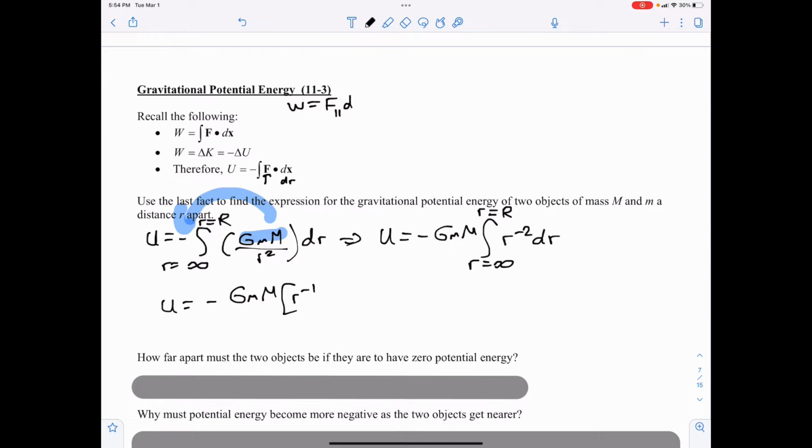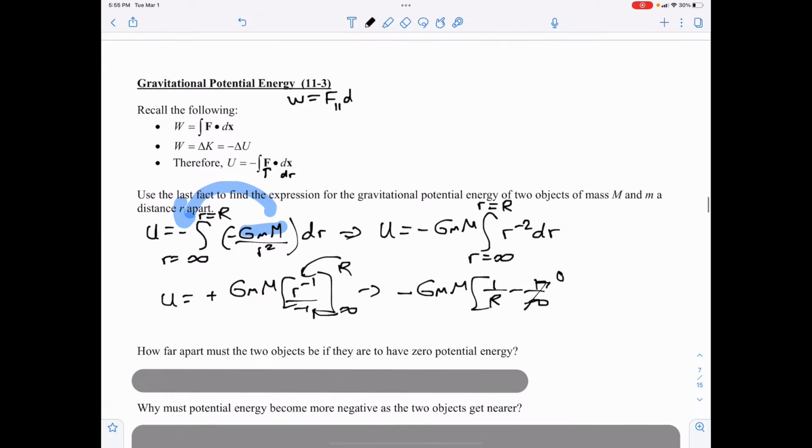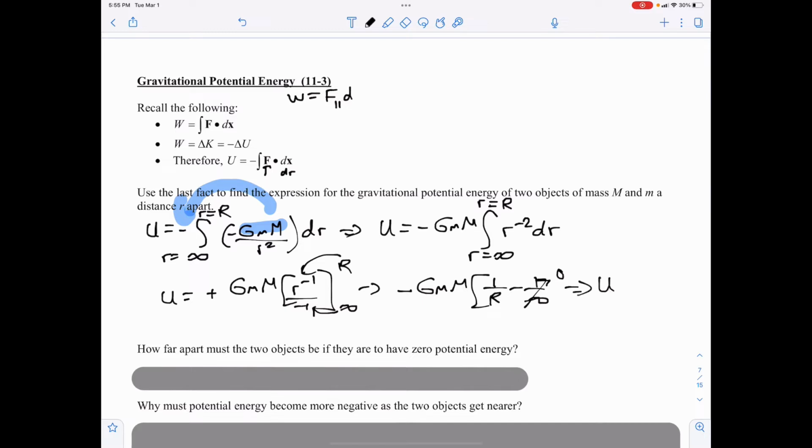Okay, and I forgot the fact that this should be negative. So that cancels. But when we divide by a negative 1, evaluating from infinity to little r, we get negative G little m big M. Then we evaluate first big R and then infinity. So it's going to be 1 over big R minus 1 over an infinite distance away, which essentially goes to 0, which is nice. And you're left with U is equal to negative G little m big M over R.